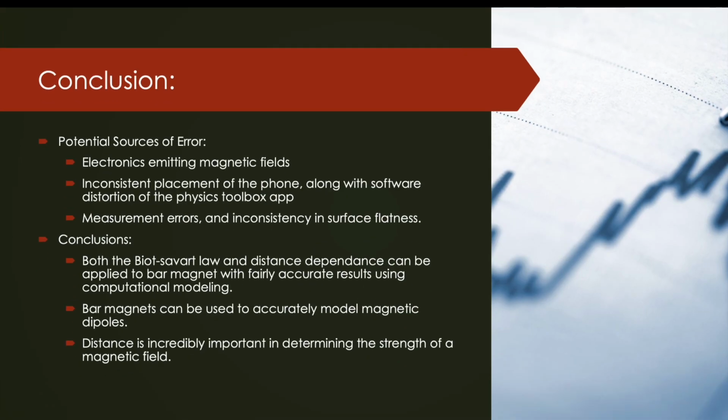Conclusion. Potential sources of error: electronics emitting magnetic fields, inconsistent placement of the phone, along with software distortion of the Physics Toolbox app, and measurement errors and inconsistency in surface flatness. This is for the z component. Conclusion. Both the Biot-Savart law and distance dependencies can be applied to a bar magnet with fairly accurate results using computational models. Bar magnets can be used accurately to model magnetic dipoles, and distance is incredibly important when determining the strength of the magnetic field.